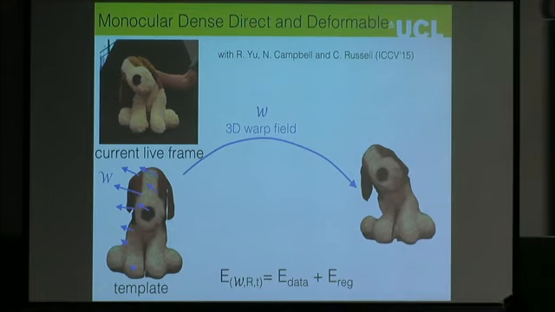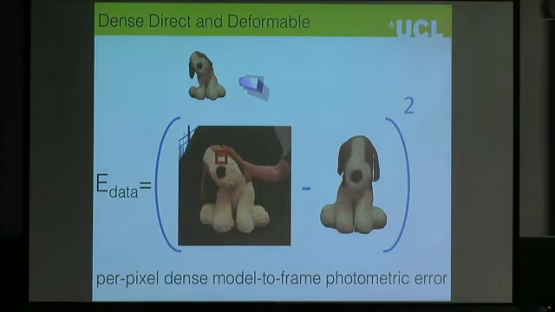So we're using an energy optimization approach with a data term and a regularization term. And as I said before, what we're going to minimize is the dense per pixel model to frame photometric error. So in this case what we want is that if we found correct correspondences between the template and the deformed object, then of course the brightness of those two pixels should be the same. So we're trying to solve two problems at the same time. We're trying to find the correspondences, so we're solving this photometric problem of finding dense correspondences, and at the same time we're also deforming the template to take it to its new position.